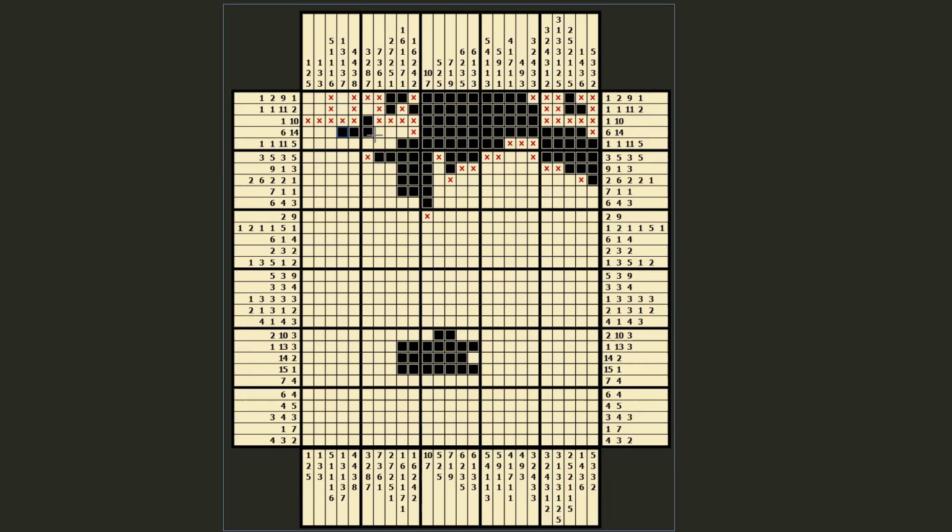Extend the 6 over here. This is a 5. This is a 4. This is a 5. This is a 1. This is a 2. 1. So 3, so 5, 3, 5, no space for anything there.